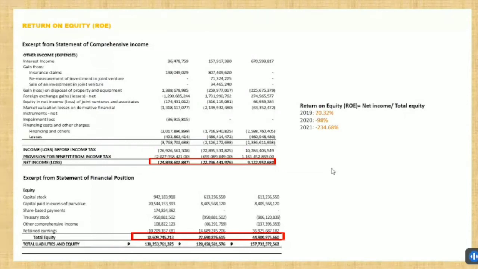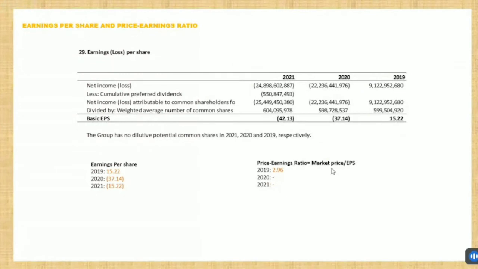So moving forward, since their net income is negative for 2020 and 2021, next slide, their EPS would also be negative, which as can be seen in note number 29 of the consolidated statement of comprehensive income, with negative 37.14 in 2020 and negative 42.13 in 2021.